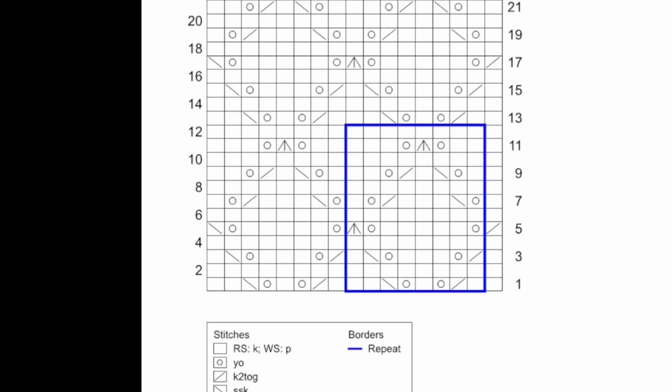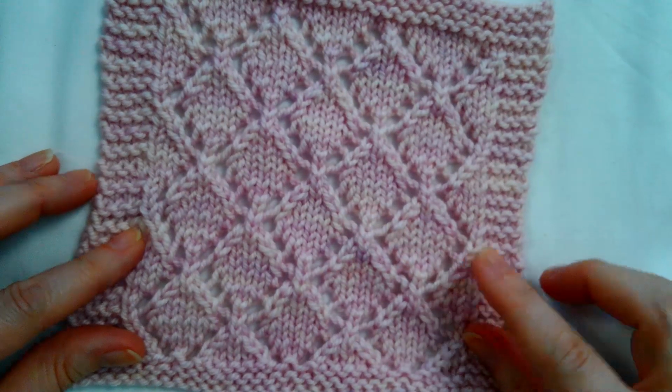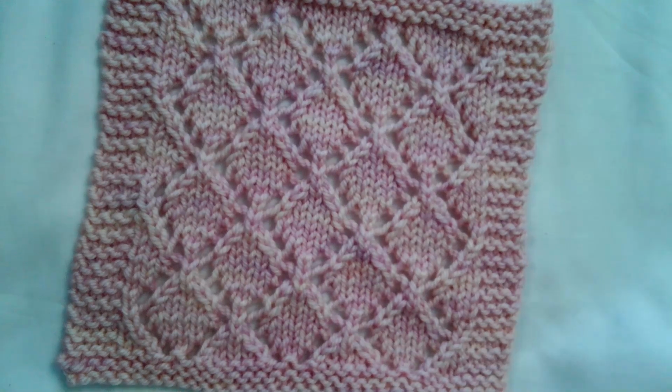But make sure you remember that all wrong side rows on the chart are presented how it looks from the right side. So on all wrong side rows, a blank box means you are purling across, because that presents as a knit stitch on the right side of the work. This is what that charted pattern looks like knitted up.